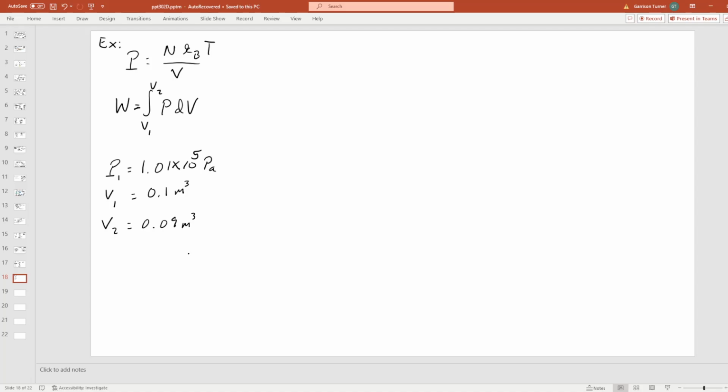Okay. And then I compress the volume by a tenth of or a 1/100th of a cubic meter. Okay, so I compress it 10% from 0.1 down to 0.09. Okay, so how much work was done?